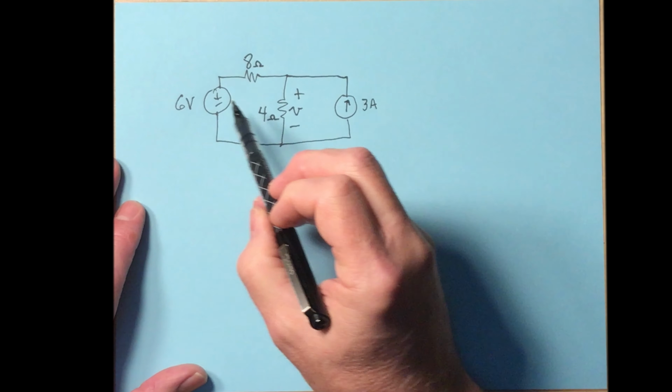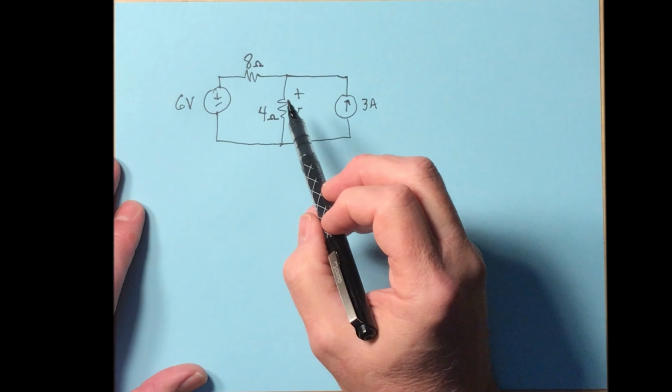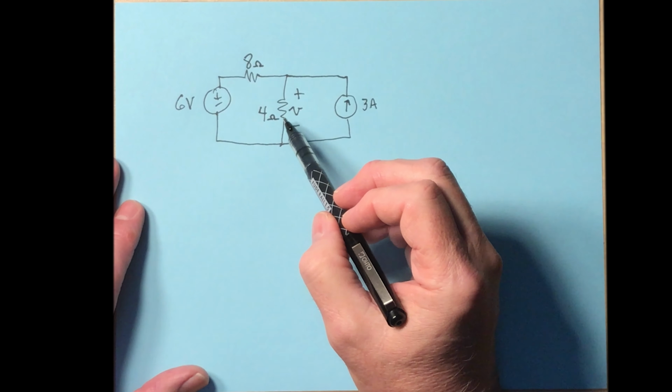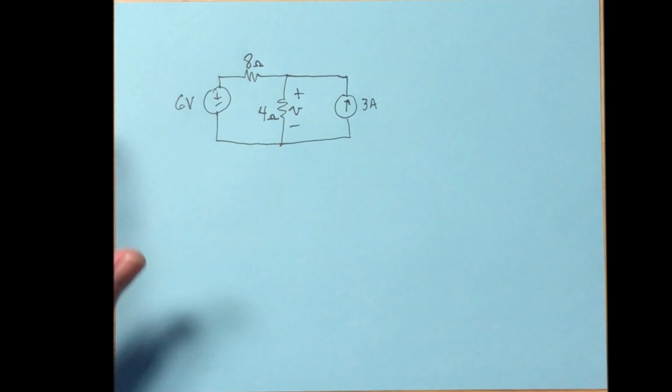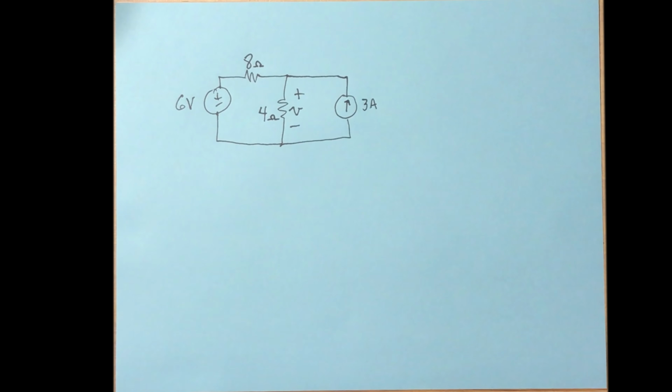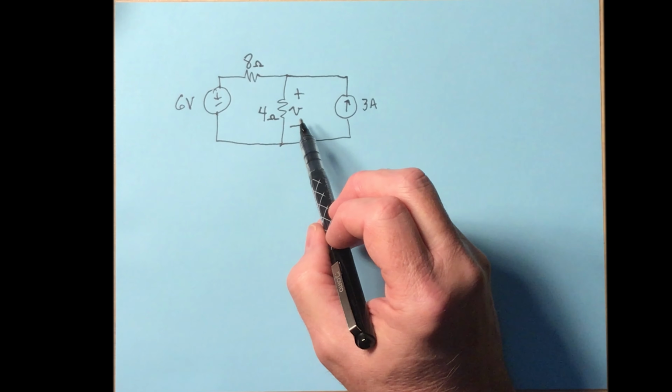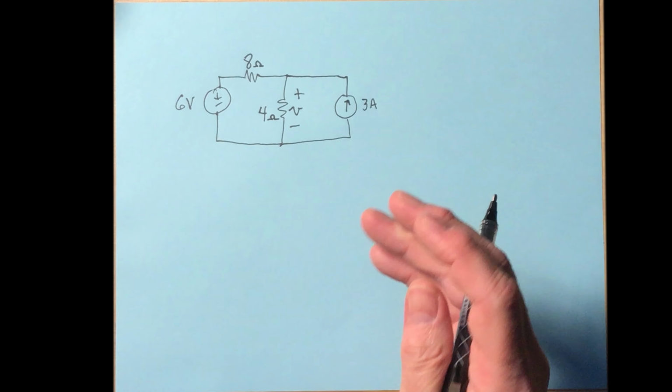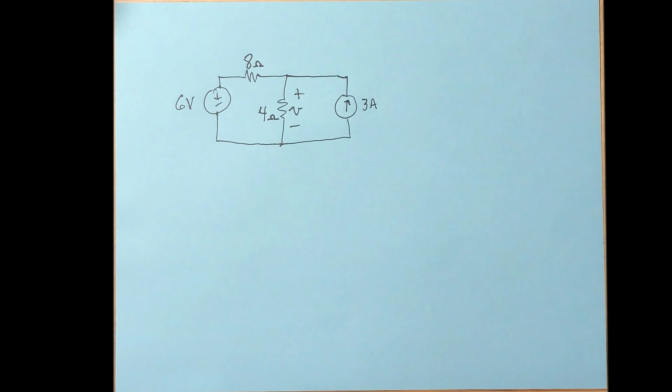All right, for this circuit we have two independent sources, and what we're after is the voltage across the 4 ohm here. Now, superposition is the technique we're going to use, and superposition will work as long as we're trying to find a voltage or a current. That's because those are linear relationships, voltage and current.